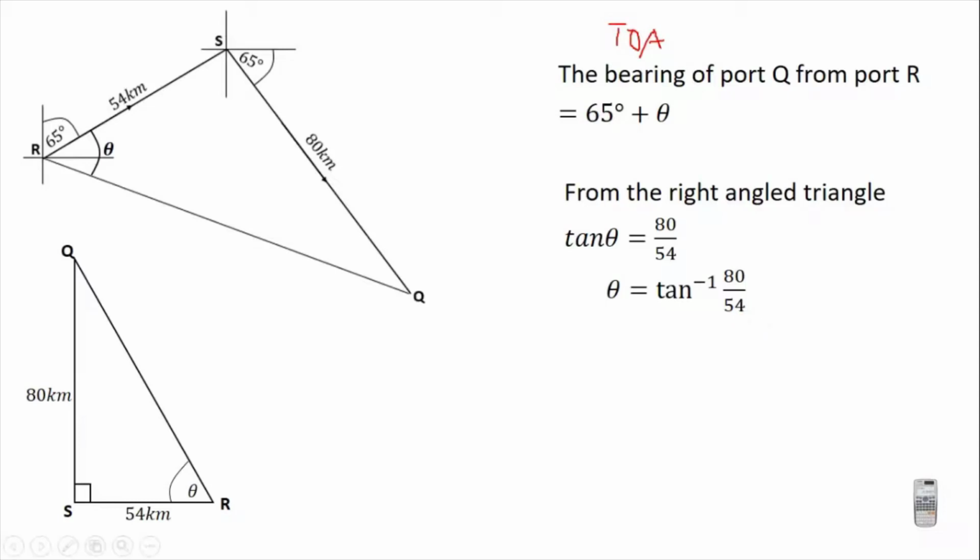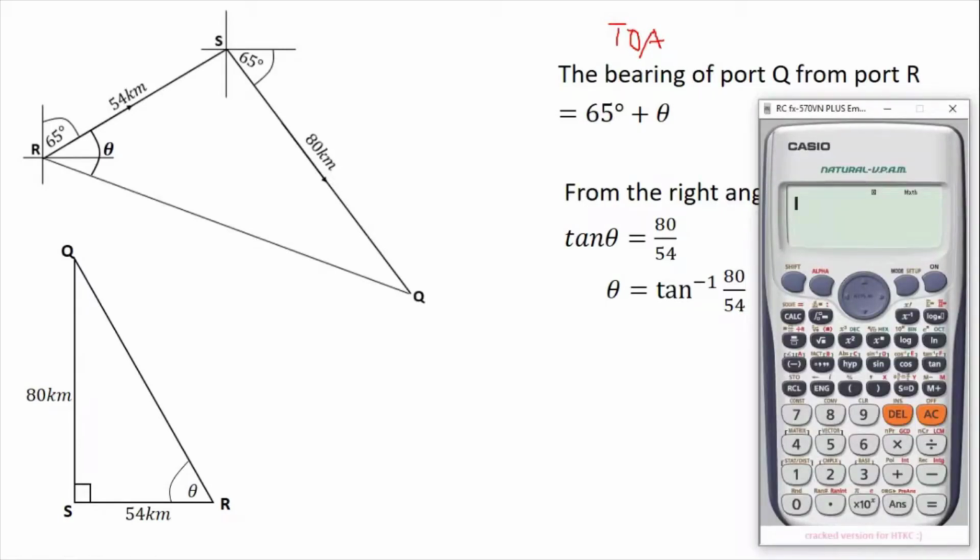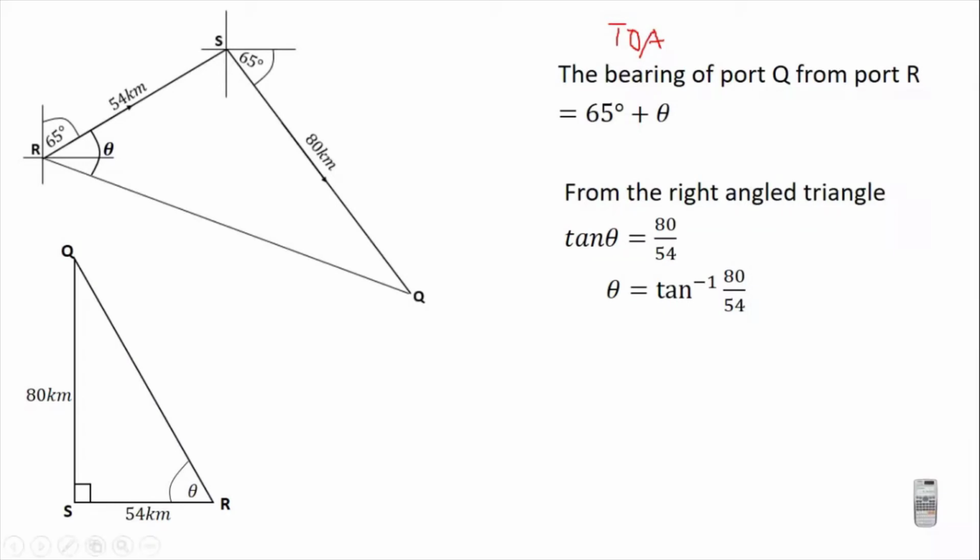So all we need to do is to find the tan inverse of 80 divided by 54. We know how to do that, right? You press on shift, then you press on tan. Then you bring your division sign, 80 divided by 54. From there, you close the bracket, and tan theta is giving us 55.980. It goes on and on.